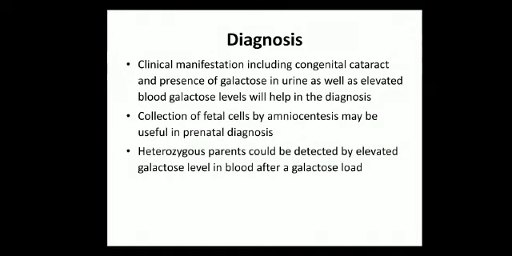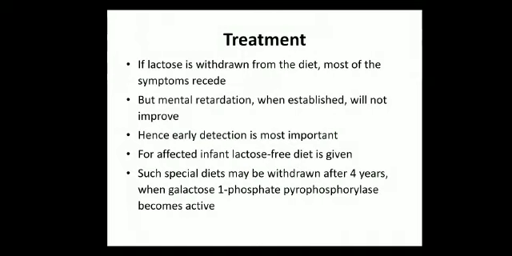Diagnosis: congenital cataract and presence of galactose in urine, and elevated levels of blood glucose help in diagnosis. So early diagnosis, early prevention of severe outcomes. And amniocentesis, that is prenatal diagnosis, can also be done. Then heterozygous parents could be detected by elevated galactose level in blood after a galactose load. So this is how it is diagnosed.